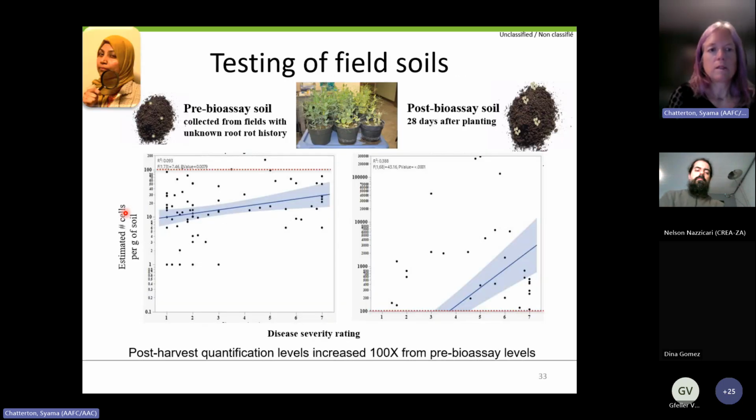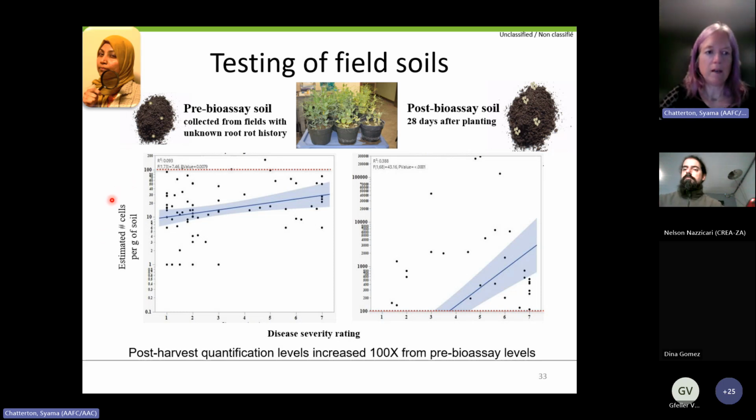So what we did was collect soils from about 100 fields that had unknown root rot history. We did a bioassay with them. So we just planted those soils in pots, put some pea plants in them, and looked at the disease severity. We measured the ITS copies in the soil before we planted the bioassay, and then we measured them again in the soil after the bioassay, and also tried to relate that to disease severity.